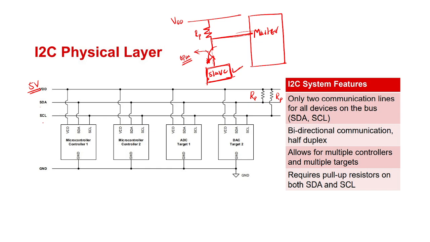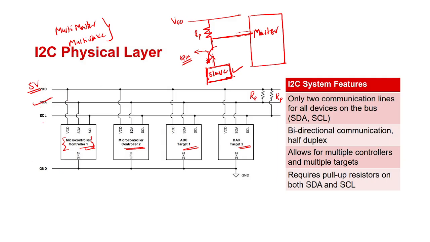Suppose you have multi-master and multi-slave. This is a master microcontroller. As I told you, a master can be a microcontroller, microprocessor, DSP processor or FPGA, which operates at high frequency. Here microcontroller 2 is another master, and the slaves can be an ADC, DAC and so on. These are low-end peripherals we can connect, and they are all connected like this, on two lines.